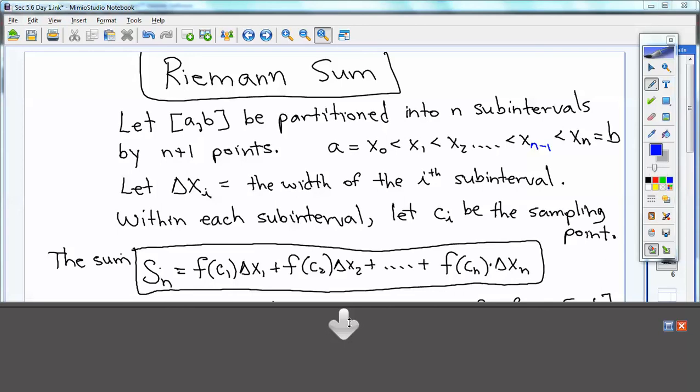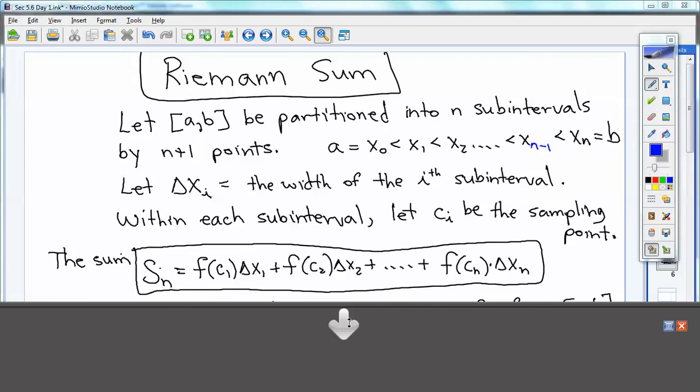What would f of C1 represent? Well, the C is the sampling point, but f of C1 would be what? The output, the y value, the what of the rectangle? The height of the rectangle, yes. Remember I said, when you see this, I want you to see height times width, height times width, height times width, right? Which is area. So when you see this, I want you to see areas.